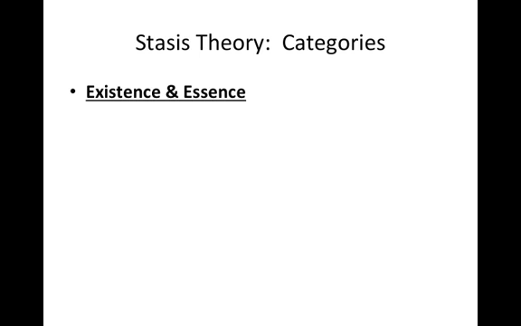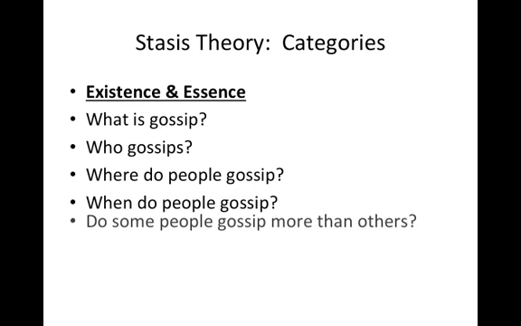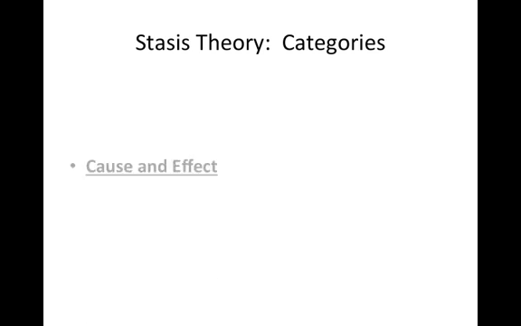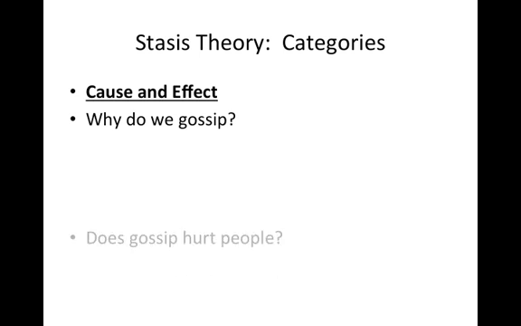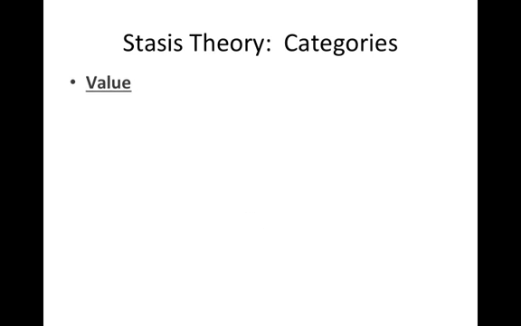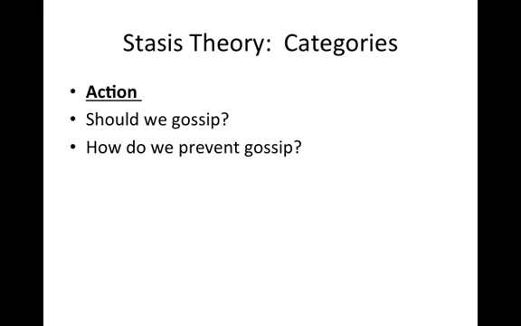Questions of conjecture, or we might call it existence and essence, include these. What's gossip? Who gossips? Where do people gossip? When do they gossip? Do some gossip more than others? The next category, cause and effect, included those questions of why do people gossip? Does gossip hurt other people? The category of value included the question, is gossip a good thing or a bad thing? And the category of action included those questions, should we gossip? How do we prevent gossip?